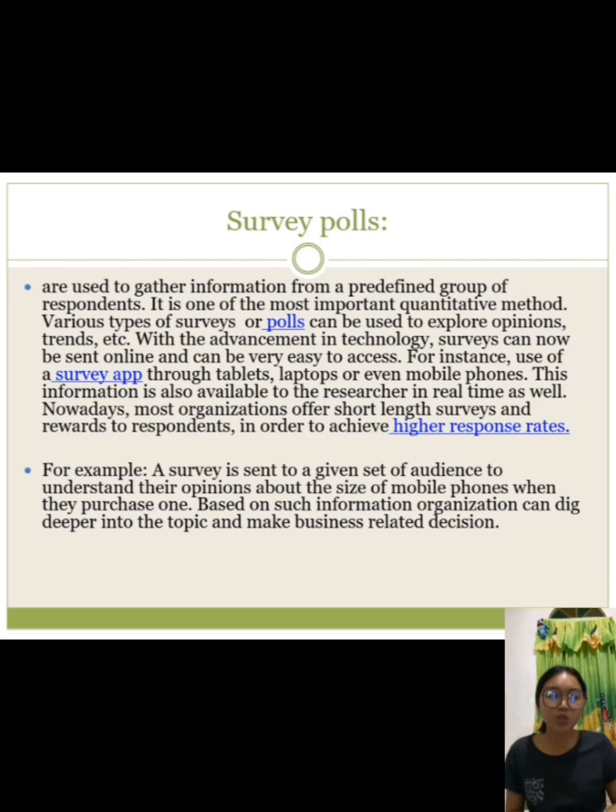So, in the primary research, we have types of primary research. The first one is survey polls. Polls are used to gather information from a predefined group of respondents. It is one of the most important quantitative methods. Various types of surveys or polls can be used to explore opinions, trends, etc. With the advancement in technology, surveys can now be sent online and can be very easy to access.